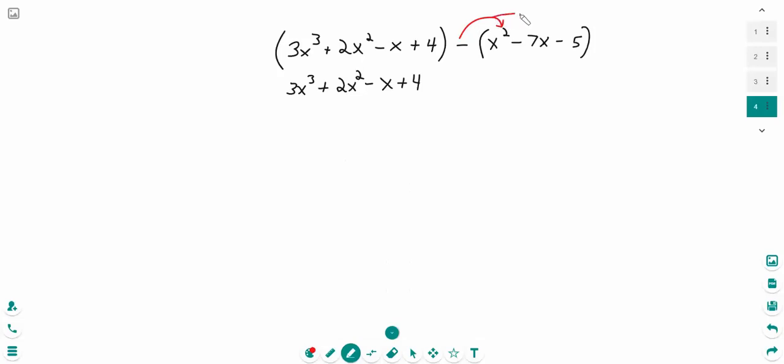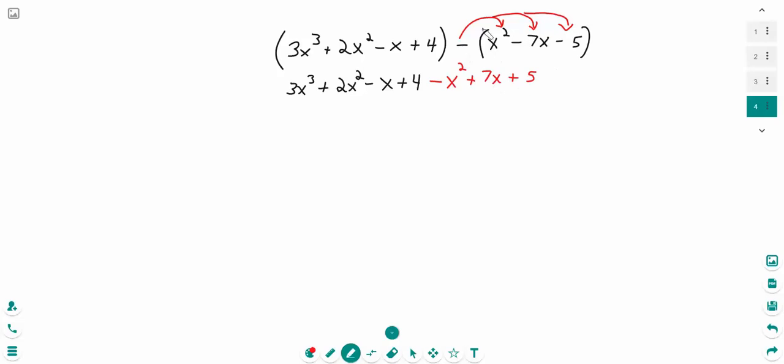That negative has to be distributed through to every term within this set of parentheses. Okay? So in order to do that, we just need to change all the signs for all the terms inside the set of parentheses. And once we've done that, we can drop the parentheses. So instead of a positive x squared here, we actually have a negative x squared. Instead of a negative 7x, we're going to have a positive 7x. Instead of a negative 5, we're going to have a positive 5.